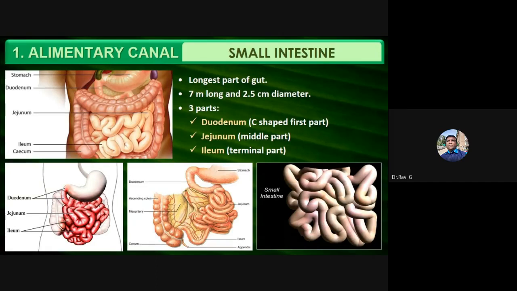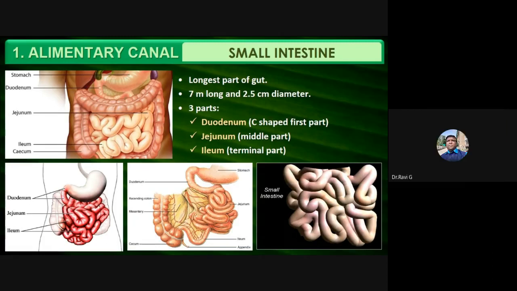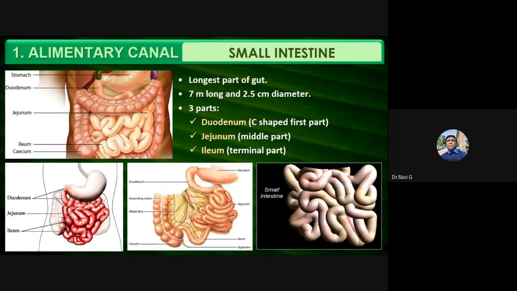That is CHYME. And the alkaline food which passes from the small intestine to the large intestine, we call chyle, CHYLE. So chyme is the acidic food which passes from the stomach into the small intestine. Chyle is the alkaline part of food which passes from the small intestine into the large intestine. So remember these terms: bolus, chyme, and chyle.